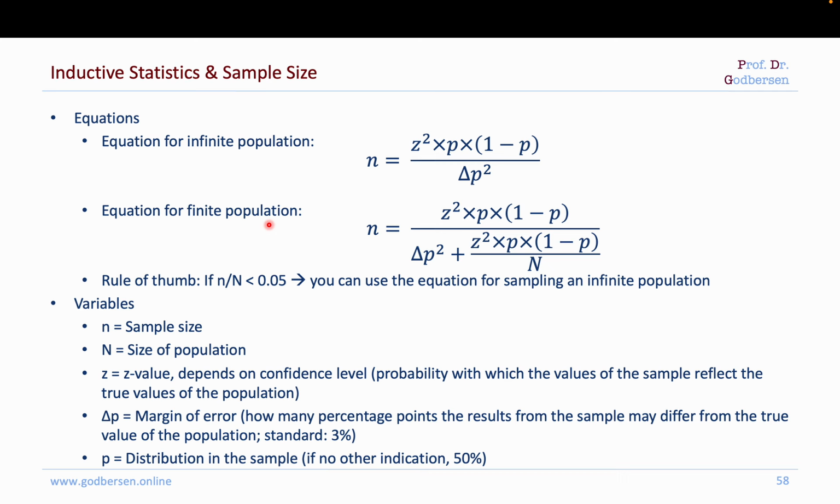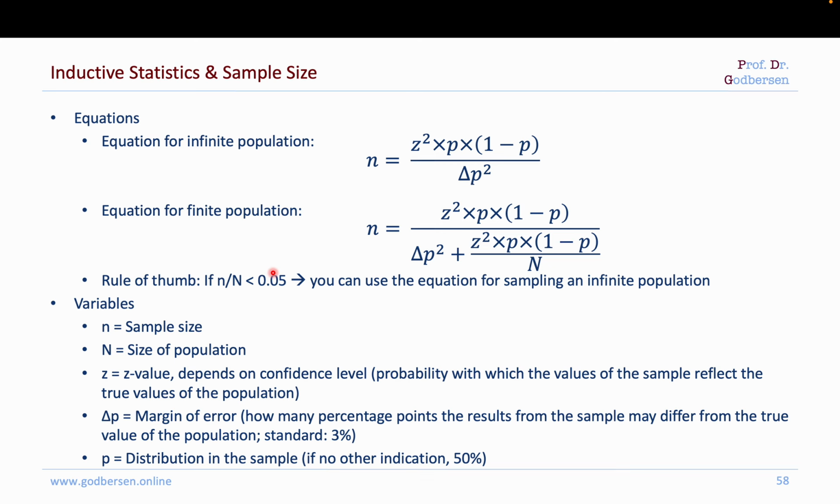One might say there are no infinite populations. Every population in this world is finite. And strictly speaking, this is correct. But there's a rule of thumb. When your sample size, lowercase n, divided by your population size, uppercase N, is smaller than 0.05, you can use the equation for sampling an infinite population right away.